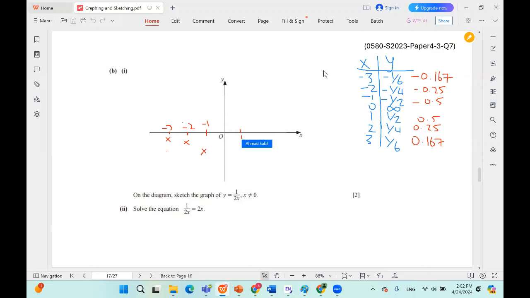So let's do 1, 2, and 3. So we have 1 and 0.5, 2 and 0.25, 3 and 0.167. We're still not quite sure what's going on. So we want more information about what happens between -1 and 0, for example, or 0 and 1.